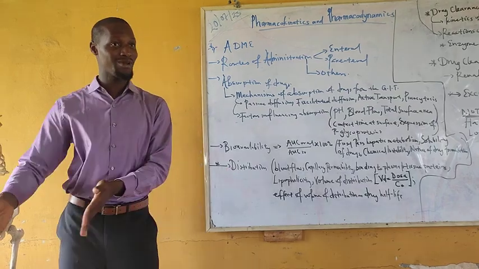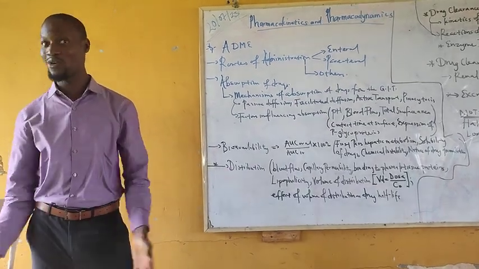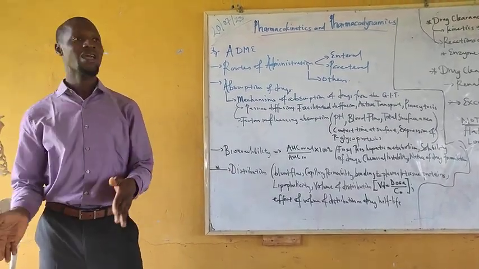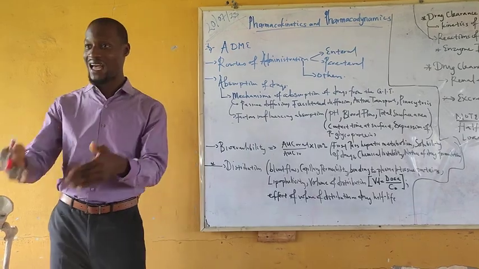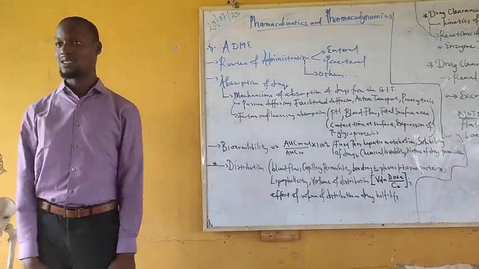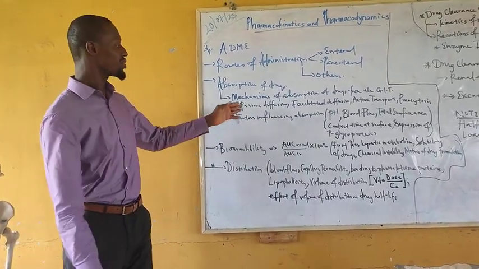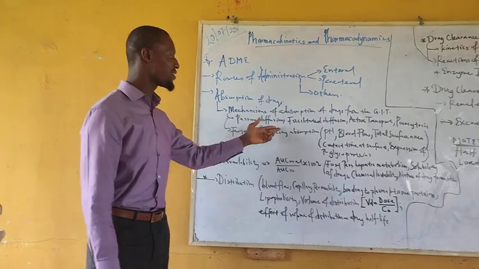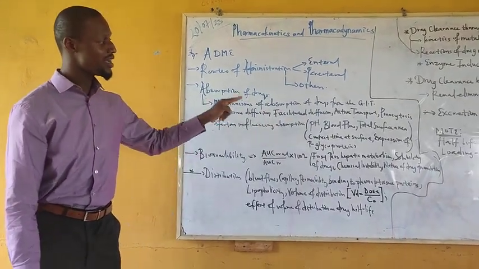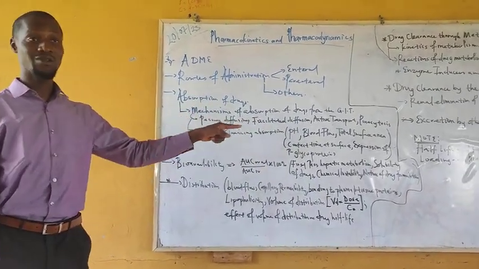In the systemic circulation, and from there that drug can move around the body. So except for maybe topical route of administration, where you want to limit access to the systemic circulation. So with this one, mechanism of absorption of drugs from the GIT, we're looking at the mechanism of passive diffusion, facilitated diffusion, active transport, and pinocytosis.